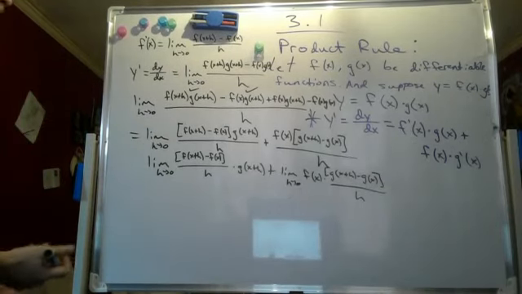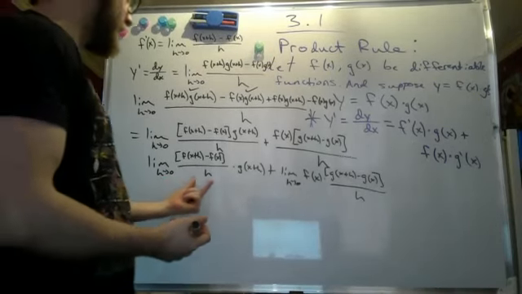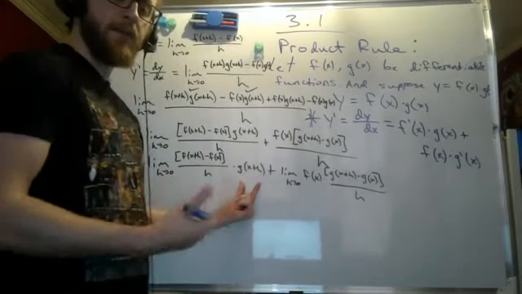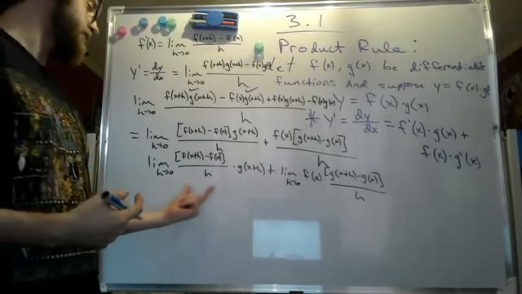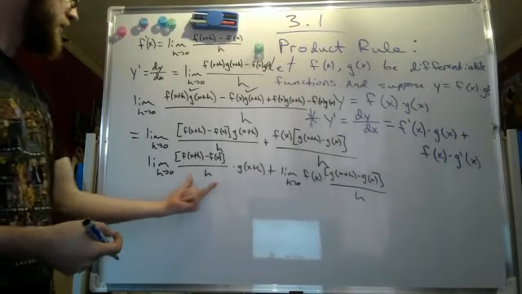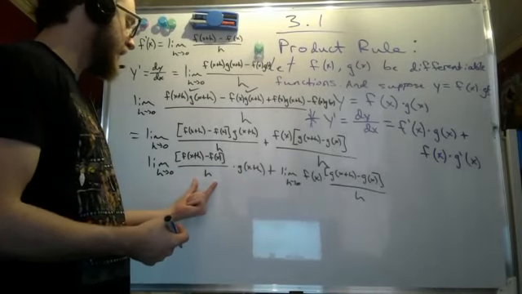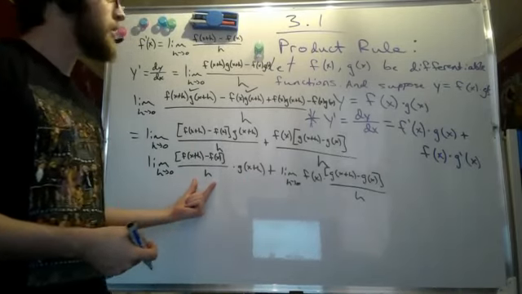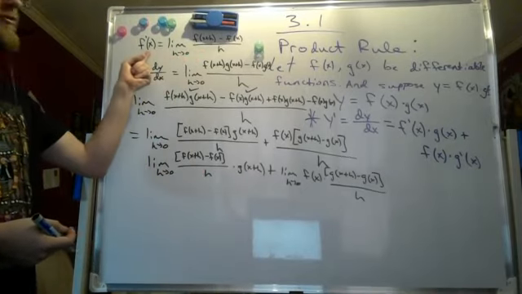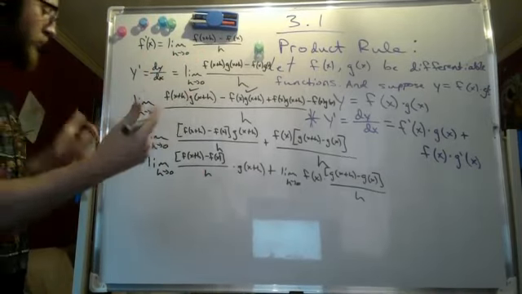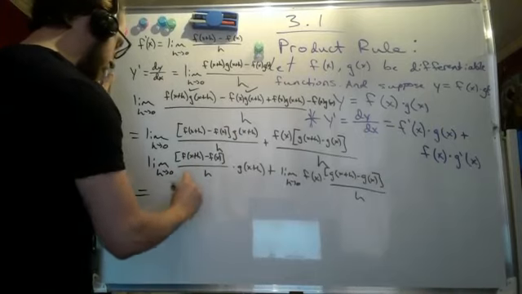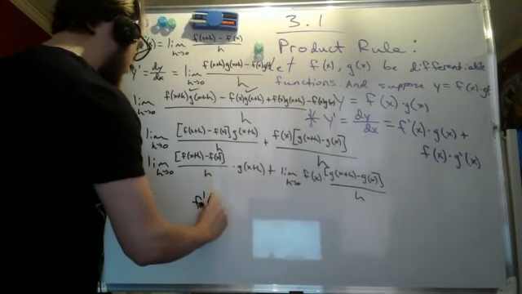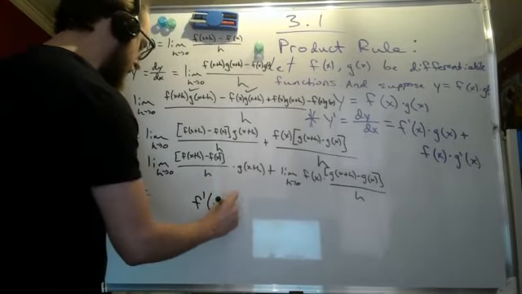Well, what do we have now? Well, when we have the limit of something times something, then we know that we can also still distribute the limit again. So what's the limit of f of x plus h minus f of x divided by h? That's just the definition for f prime. So that's beautiful. That's what we want right there. That is f prime of x.